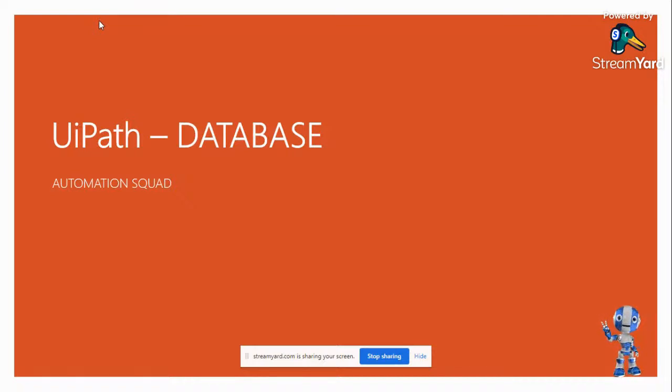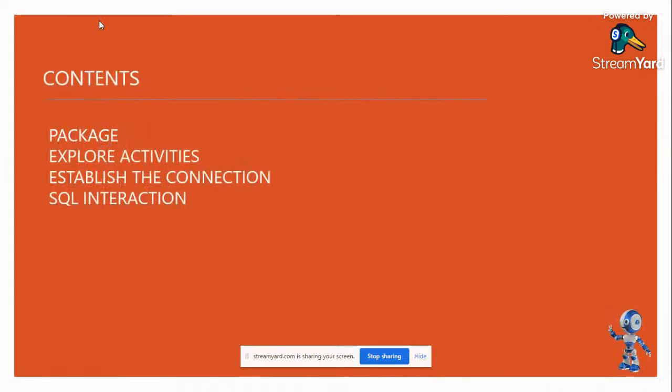In this session, we'll discuss database activities and how we interact with the database using UiPath, how we enter data into the database, and how we retrieve data and then save it into an Excel file, all those actions. So these are the quick points that we are going to discuss today.